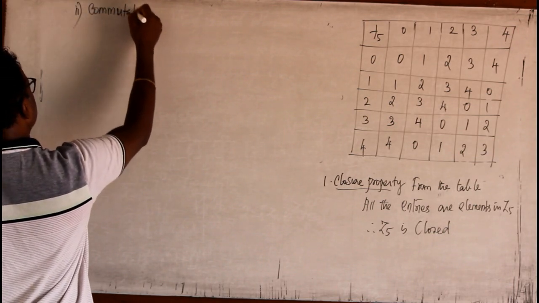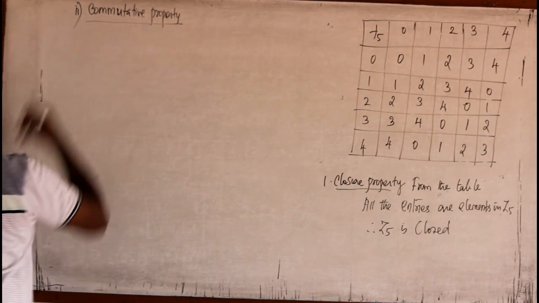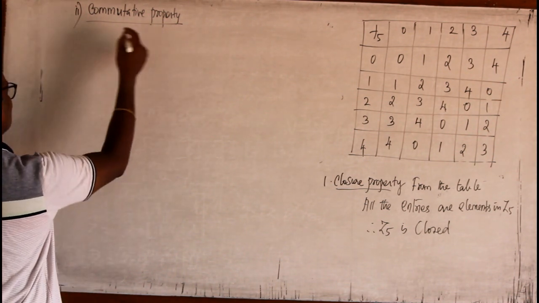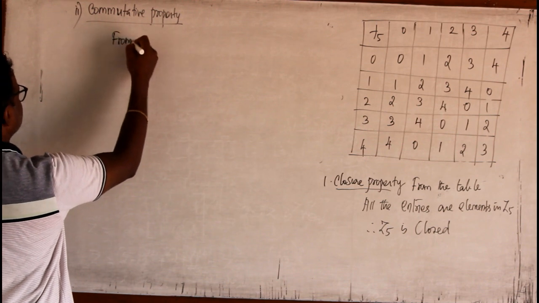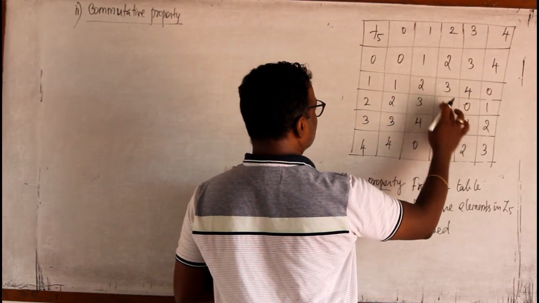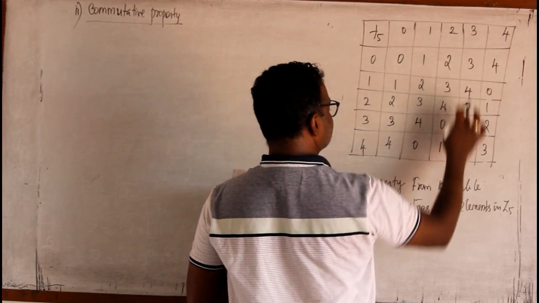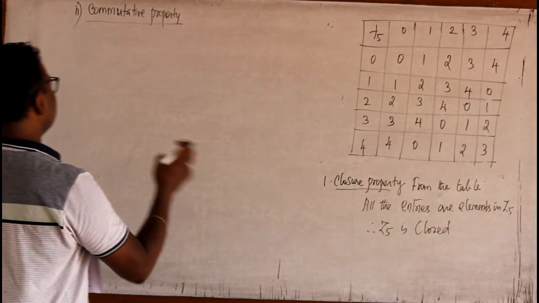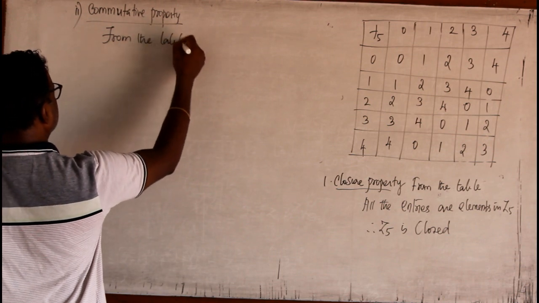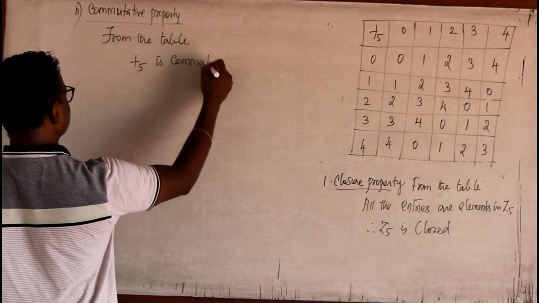Commutative property. We know addition is always commutative, so straightaway we can say from the table, or you can check also: 2 plus 2, 4, or 3 plus 4, 2. So 4 plus 3 is also 2. So you don't need to mention that, just write like this: from the table, addition modulo 5 is commutative. You don't need to give any example.